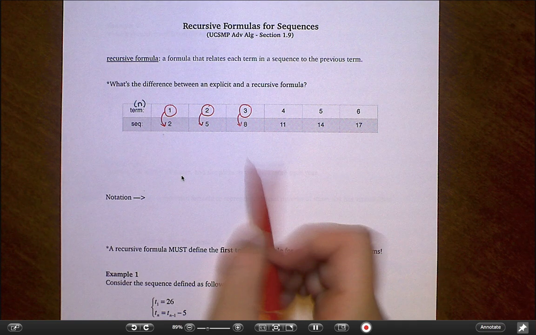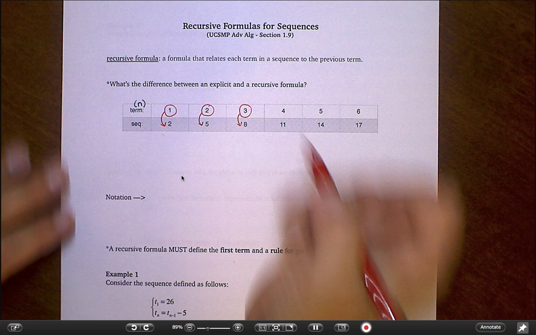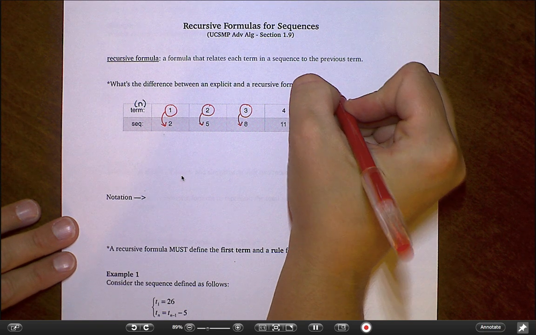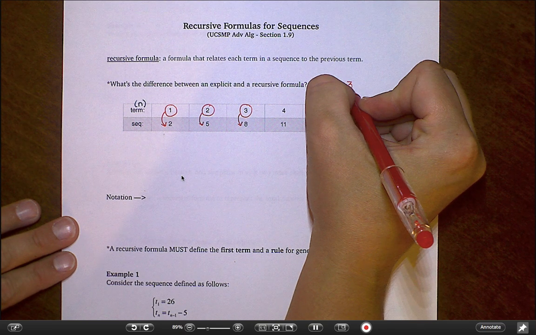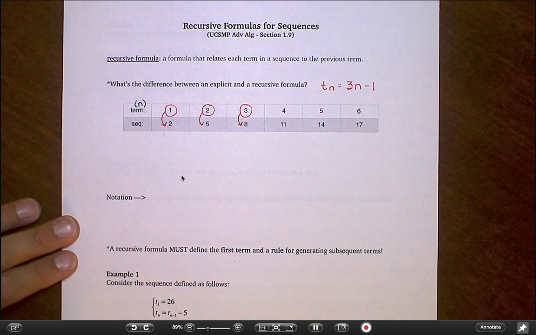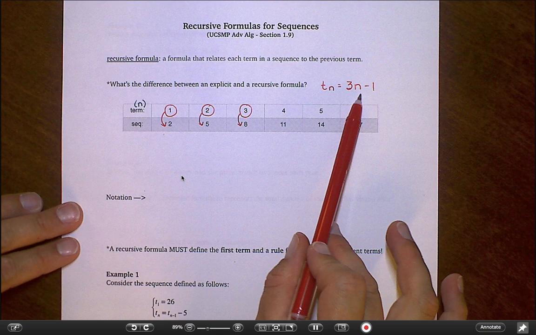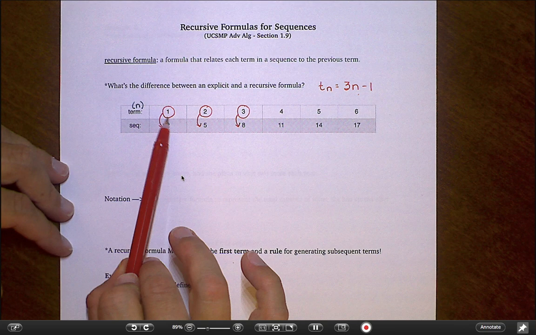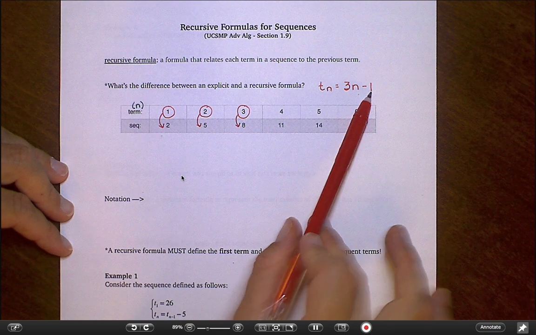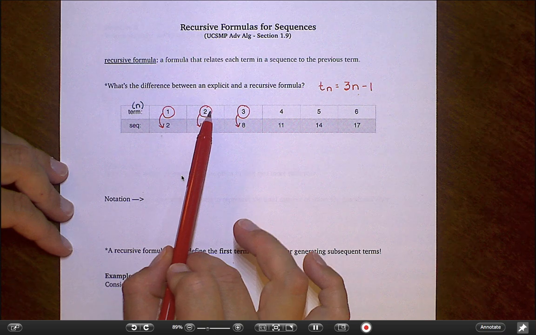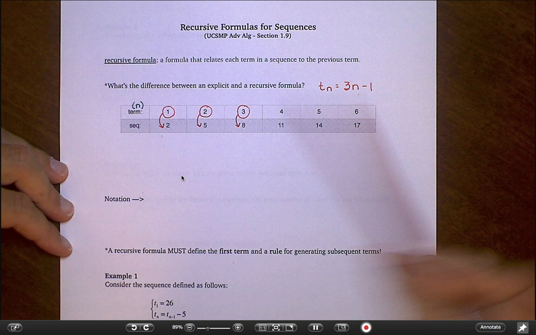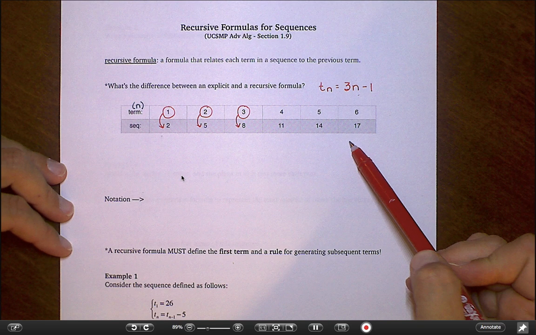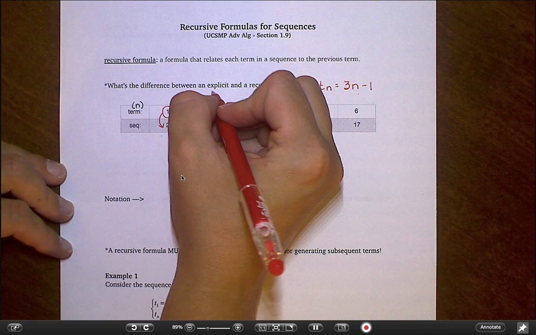And just for reference, you don't have to know how to do this yet, but the explicit formula would look something like this: T sub n equals 3n minus 1. So again, you don't have to know where I got that from, okay? But you should be able to see that it works. If I do 3 times 1 and subtract 1, I get 2. If I do 3 times 2 and subtract 1, I get 5. If I do 3 times 6 and subtract 1, I get 17. That's an explicit formula. That's these guys, okay?